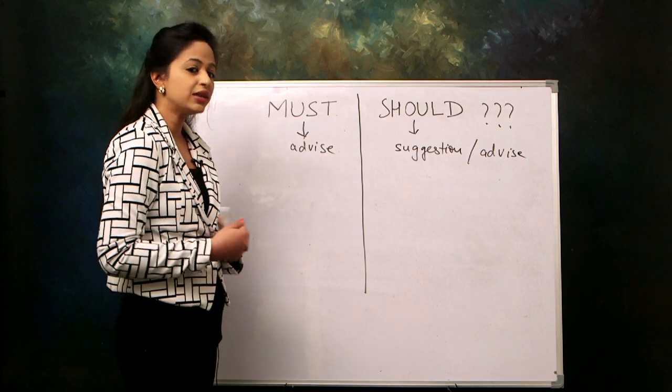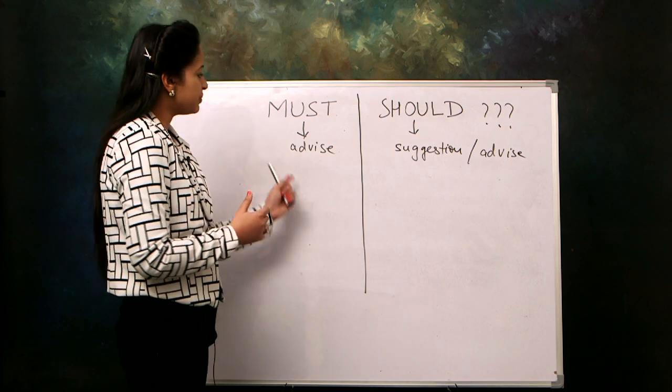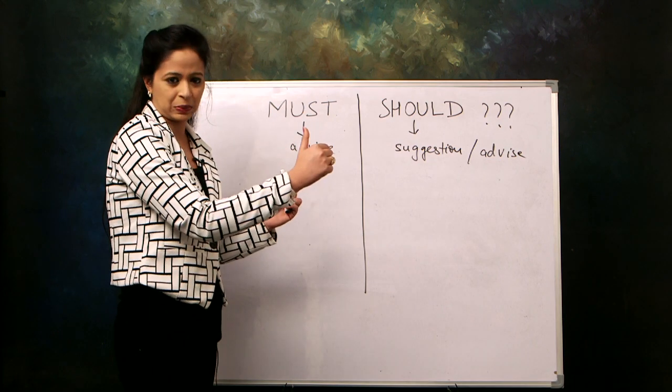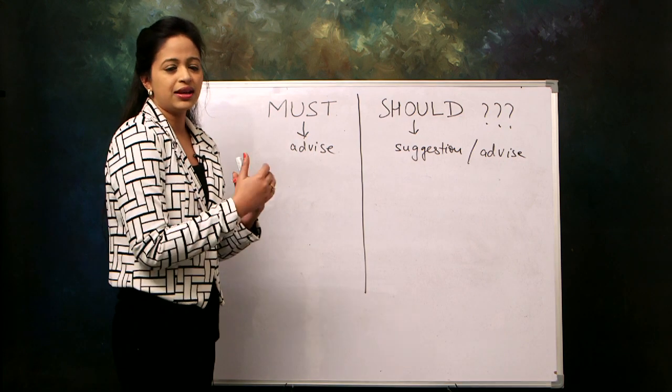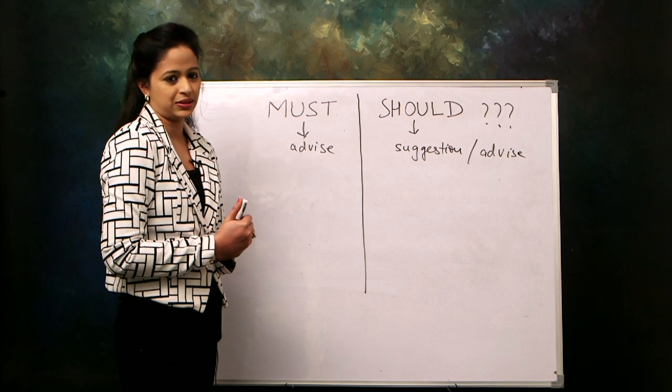Whereas when I say you must attend some good spoken English program, that means I am expressing a stronger point of view. I am emphasizing my statement that something negative might happen if you don't do that. Like I want to say that it is very, very important for you to do this, right?